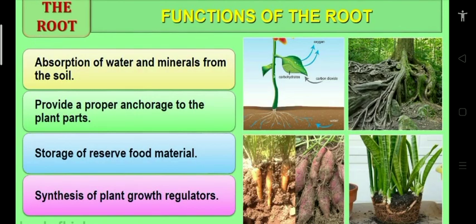Next topic, functions of the root. According to the textbook, some modifications were given. Some extra modifications I will explain after this one. Functions of the root: generally, roots help in absorption of water and minerals from the soil. They provide proper anchorage, which means support to the plant. They store reserve food material, and synthesize plant growth regulators.